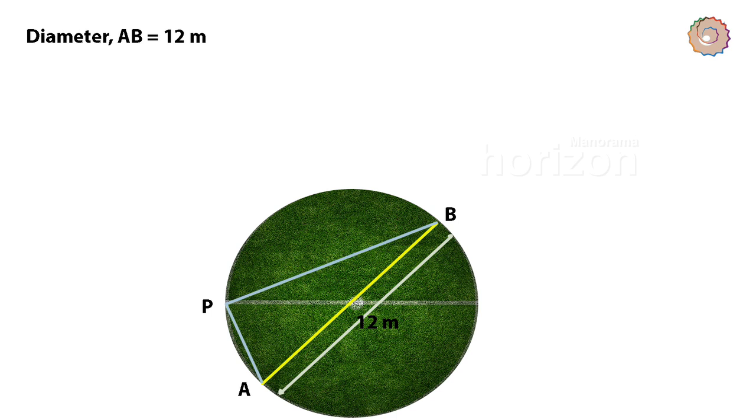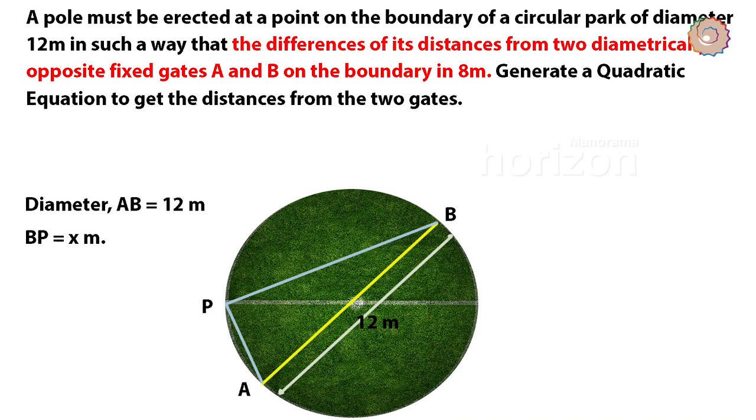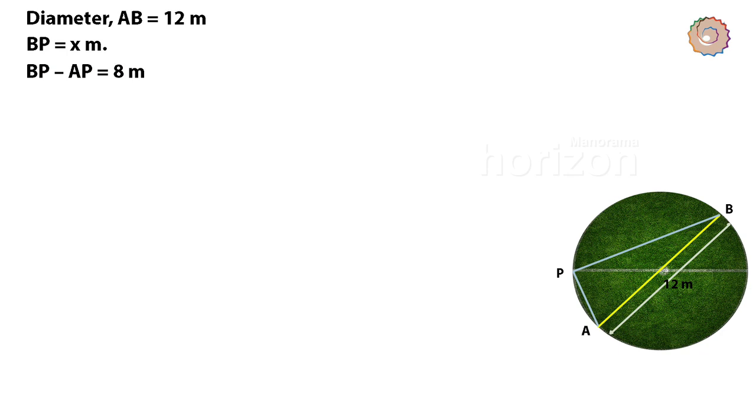As we need to get these distances, let's consider one of them. Let BP be x meters. It is given that the differences of its distances from the two diametrically opposite fixed gates A and B on the boundary is 8 meters. So according to this information, we can write BP minus AP equals 8 meters. Then AP will be x minus 8.